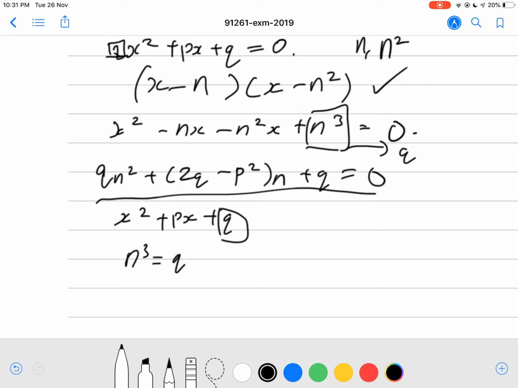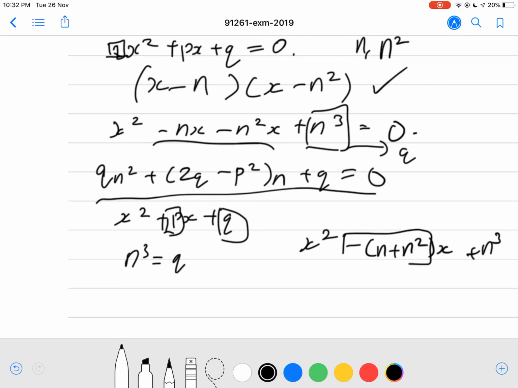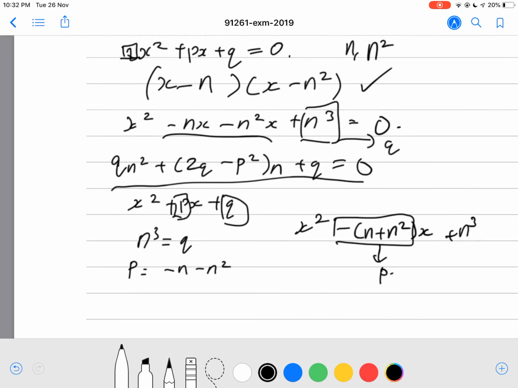And in terms of px, we would factorize this first. We have x squared minus n plus n squared x plus n cubed. So as you can see, our p value here would be equal to this whole negative n plus n squared. So this would be equal to our p value. So we say p equals negative n minus n squared.